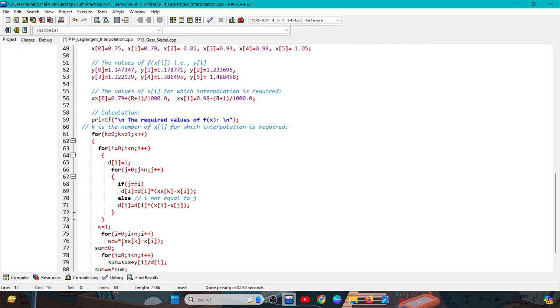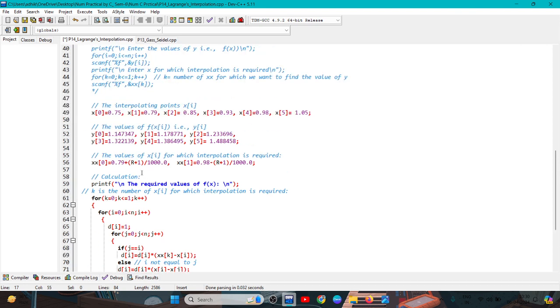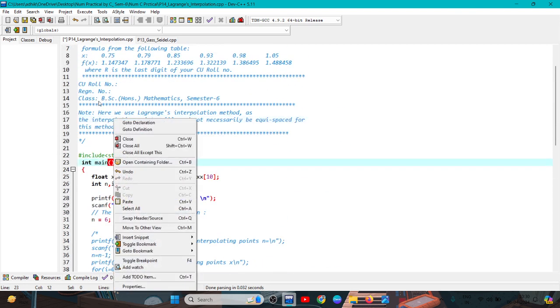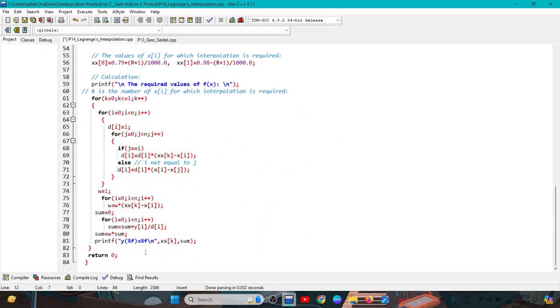So by this loop, initially the sum equals 0, and for the i loop, sum equals sum plus yi by di. So when i equals 0, the previous sum, the initial sum, is 0. So the new sum equals 0 plus y0 by d0. Here y0 is the first value of f(x). So the sum, the initial sum, equals y0 by d0.